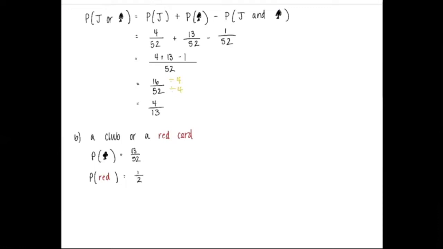Or you can think of it, there's 13 diamonds, 13 hearts. So that is 26 out of 52 cards. So 13 hearts plus 13 diamonds.